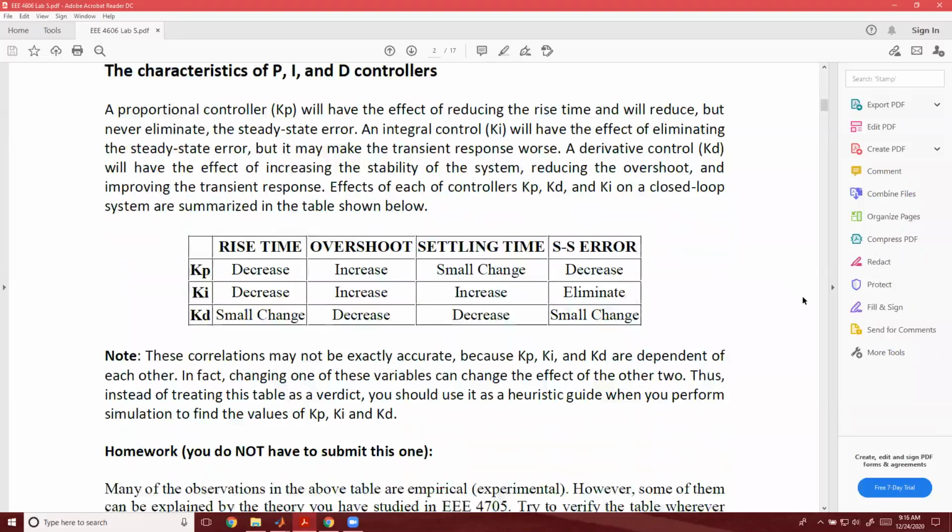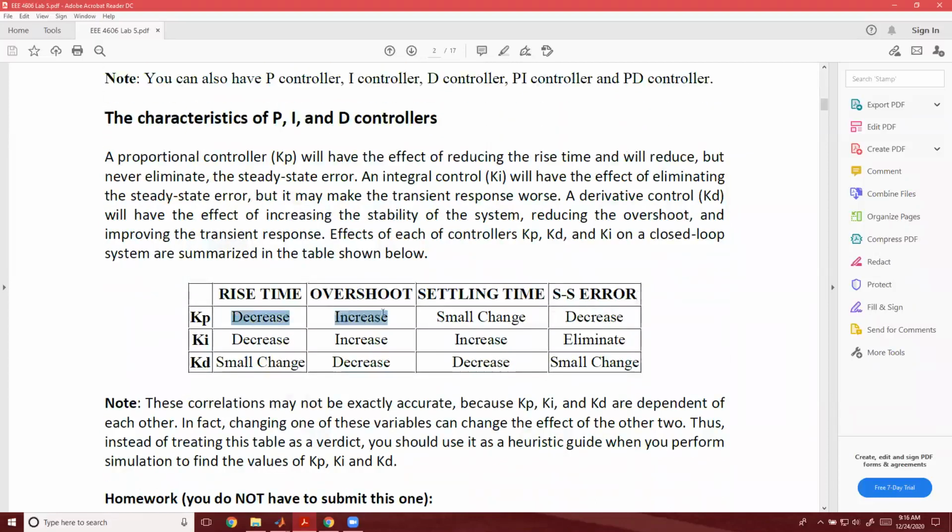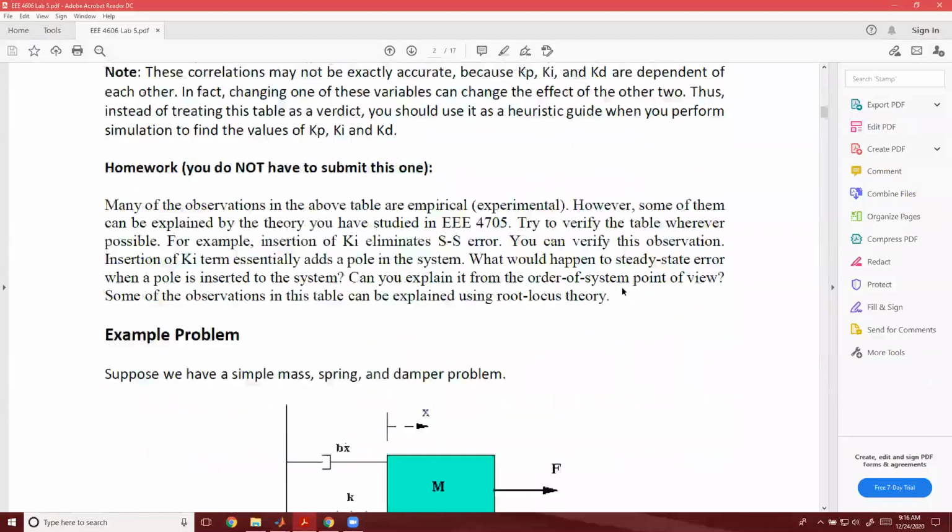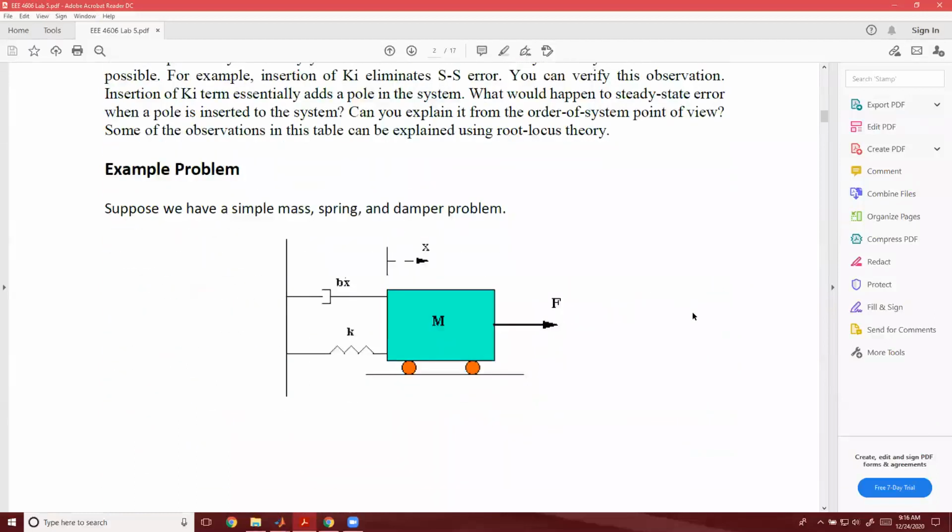Yes, sir. Okay. So these won't be 100% accurate all the time, because it does depend on the value of KP, KI, and KD. But you can use it as a guide because it will work in most of the cases, unless you have really different values of KP, KI, KD. So just take this as a guide. Okay. So let's look at an example problem.